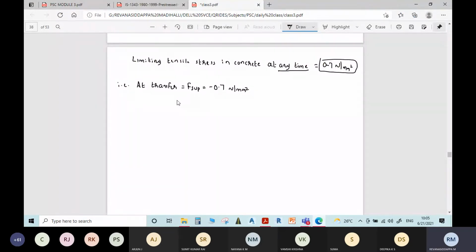Therefore, F superior is equal to P by A minus Pe by Z plus Mg by Z is equal to minus 0.7. Call this as equation number 1. If you want as a note, you can write in the bracket.